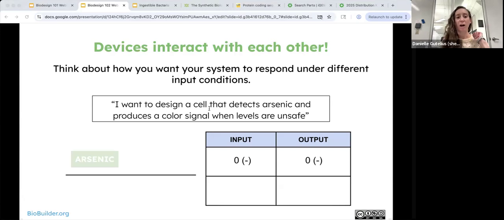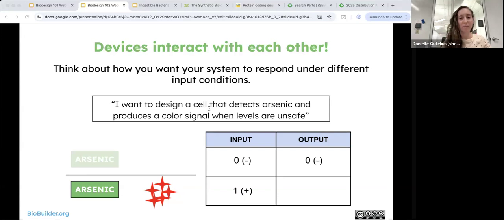All right, let's look at the other response for our system. Let's say we take a sample of water and there is presence of arsenic, high levels of arsenic. Would we theoretically expect our system to produce a color? All right, good. I'm seeing some yeses. Yeah, so in this case, we would hopefully see color. That's how we envision this system working. So in our truth table here, for input, we would put a 1 or a plus. And for output, we would have a 1 or a plus.